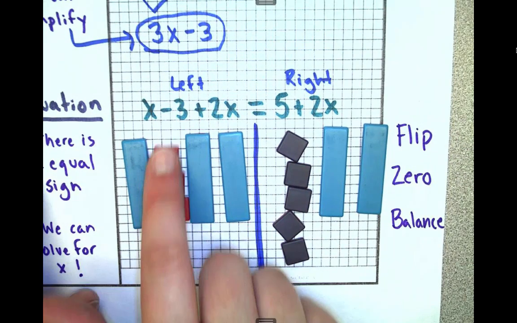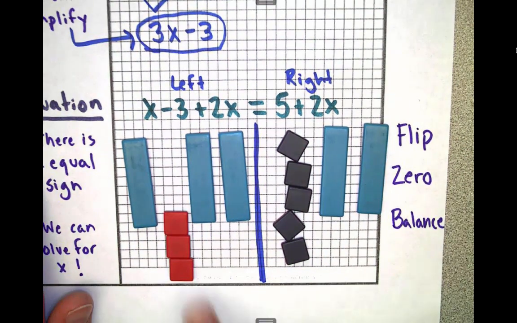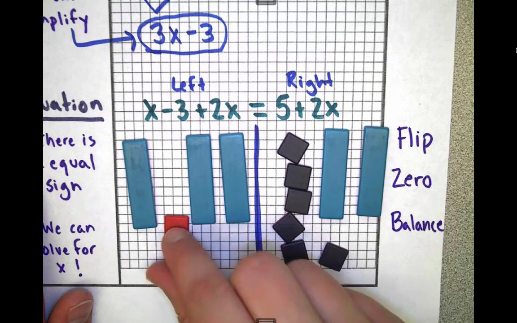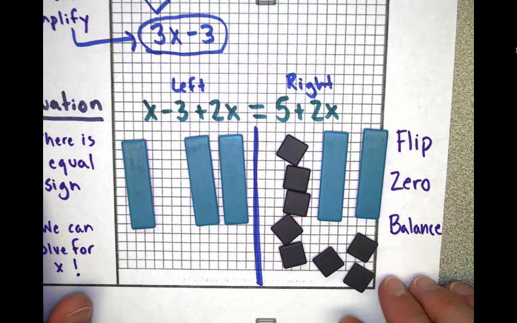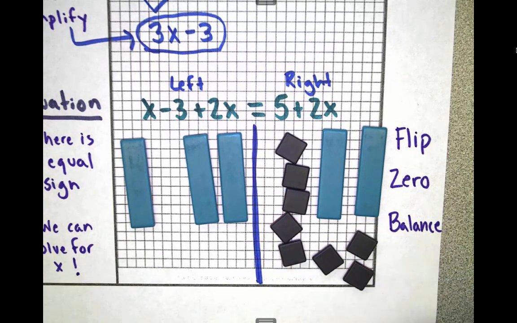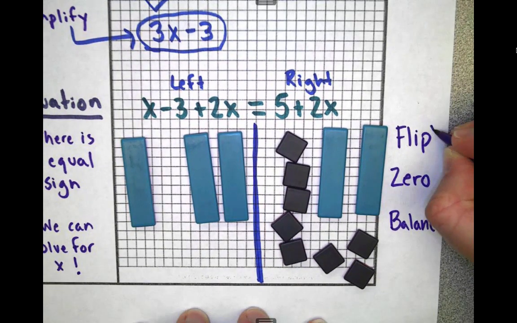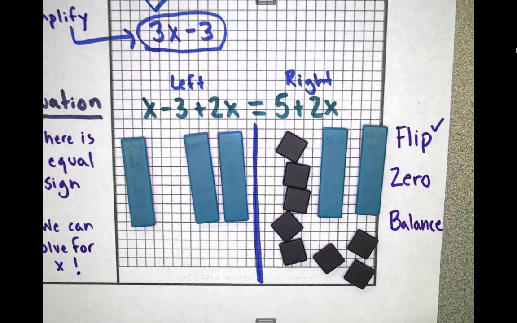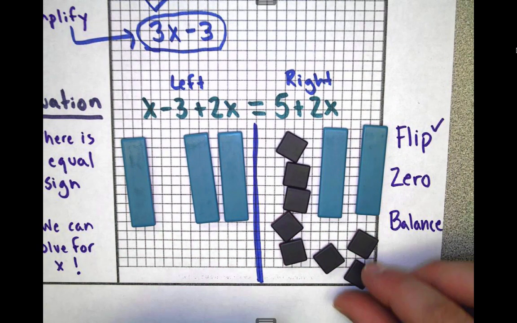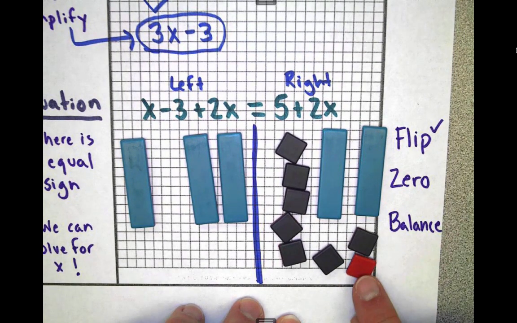So these three red little units that are on the left need to flip over here to the right. There we go. So now we got a whole bunch of units. That's flip, so I'll put a little check mark by flip. Now I get to zero. I get to look for zero pairs. So zero pairs are when you have something like a negative and a positive. So like if I had a red and a blue together, that would be a zero pair.